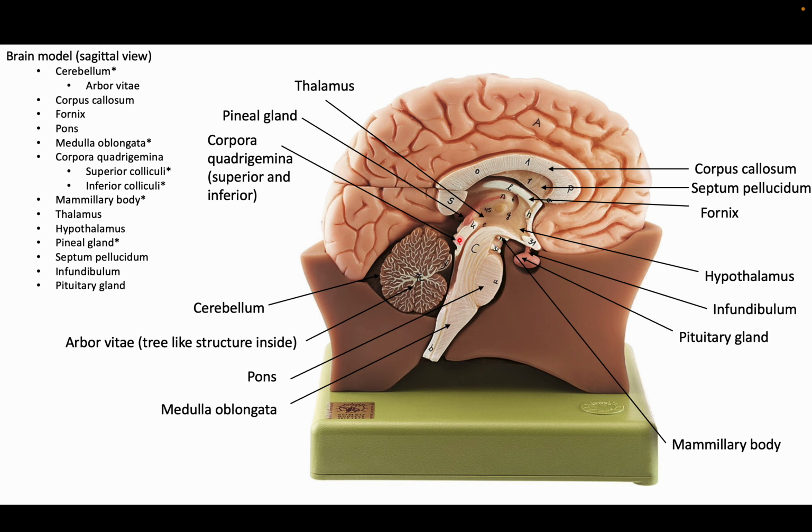And then in this portion, you can see two tiny bumps. This is the corpora quadrigemina portion. You have the superior colliculi, which is the top bump, and the inferior colliculi. The top bump is involved with visual reflexes, and the inferior colliculi is involved with auditory reflexes. They are both a part of the corpora quadrigemina structure of the brain.